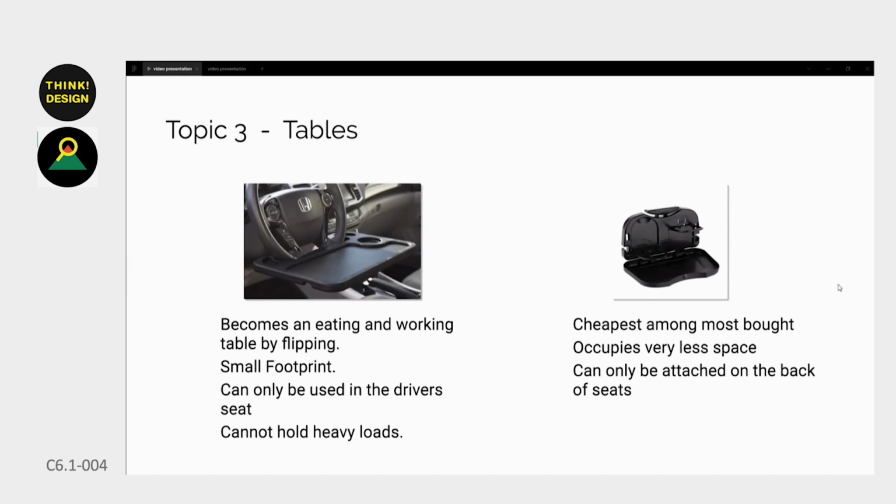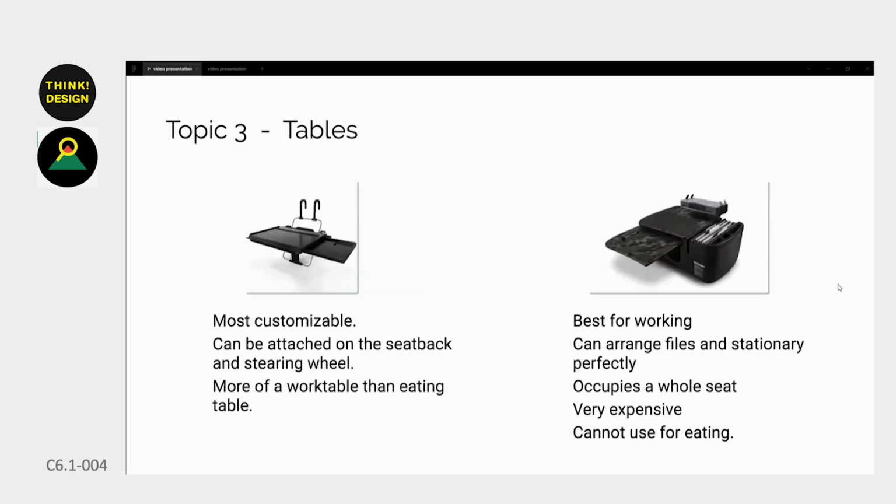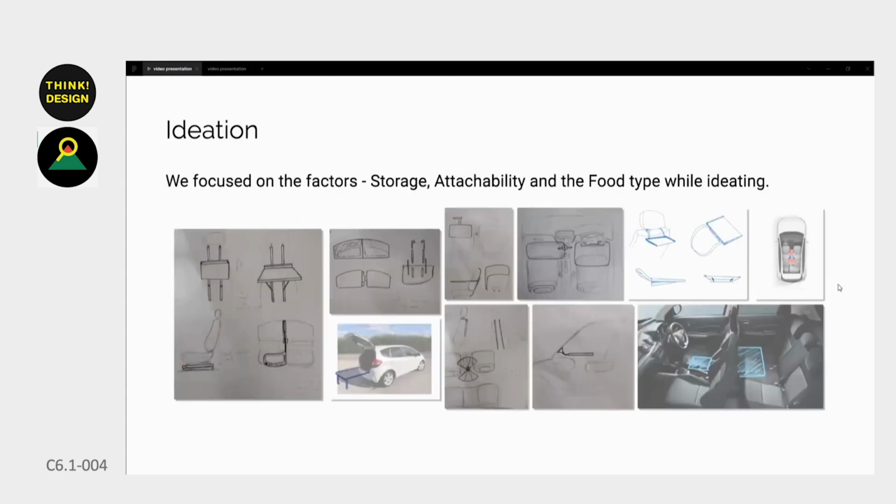And this was really specified to one location to attach and use. This was the most common drawback for all these 4 tables. After this, we started ideating on possible solutions that we can bring.